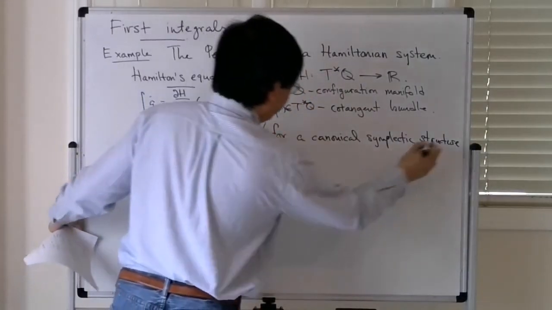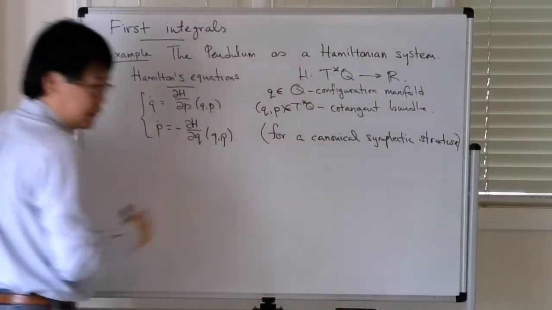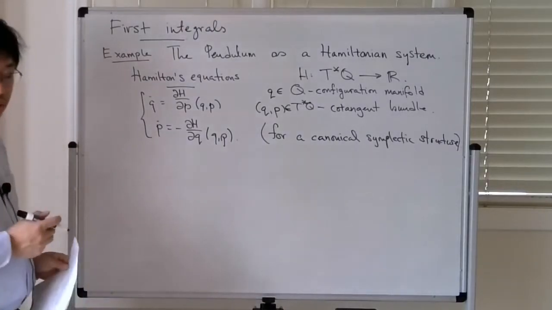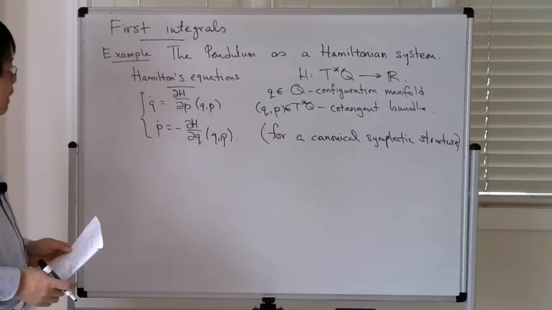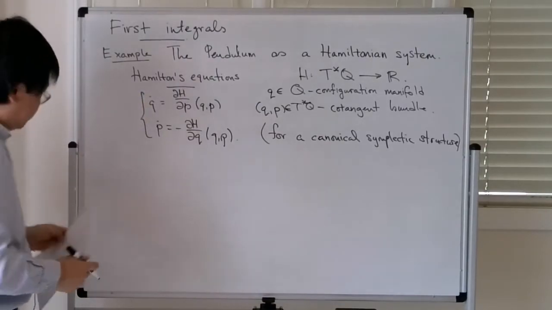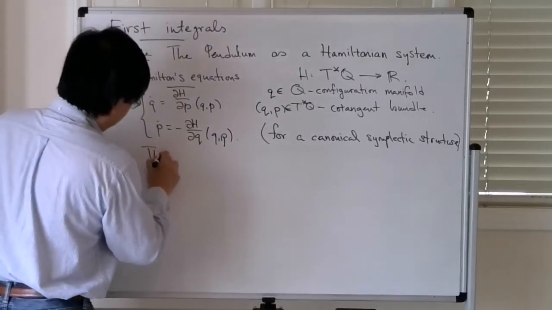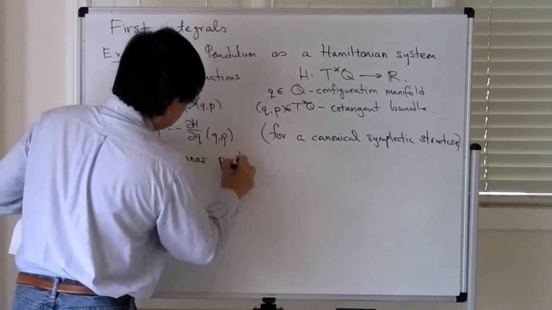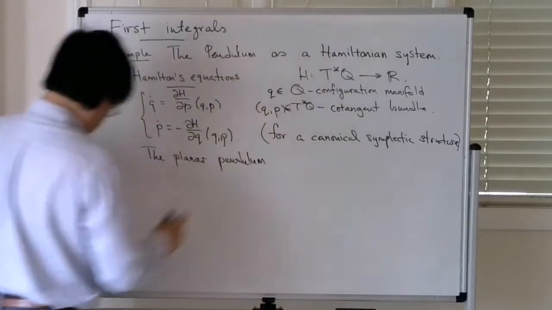And if you haven't seen this before, let's not worry about it too much. But the usual form of Hamilton's equations, or the canonical form of Hamilton's equations, is written in this way. Okay, so let's now try to frame the planar pendulum and view this as a Hamiltonian system.